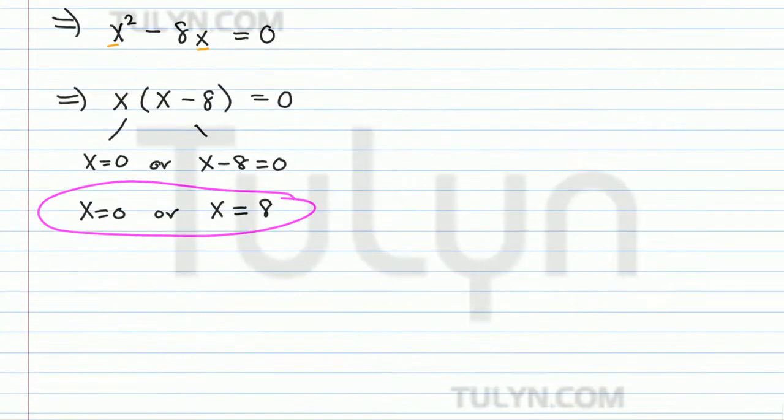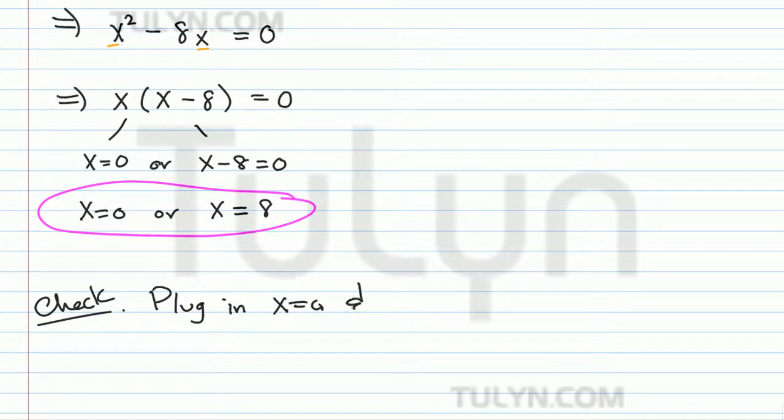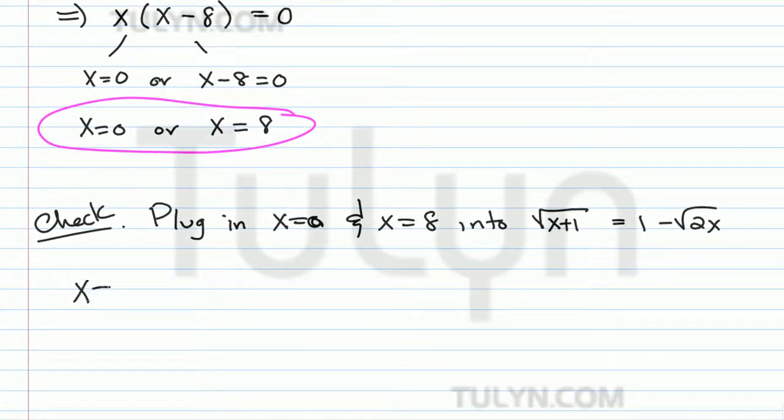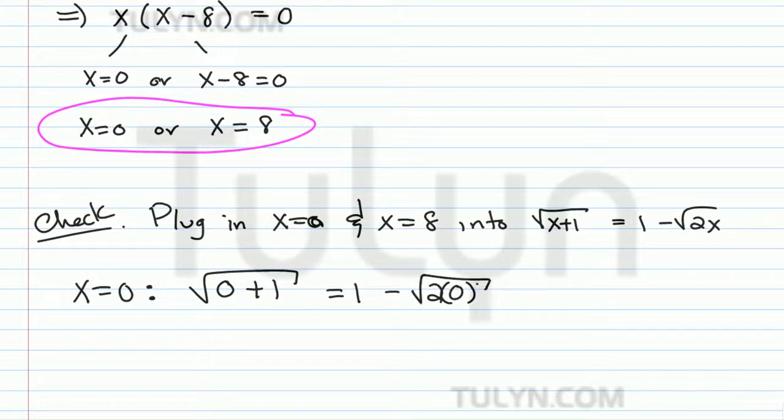So what we need to do is check these two into the original equation. So we check by plugging in x equals 0 and x equals 8 into the original equation, which was square root of x plus 1 is equal to 1 minus square root of 2x. So let's do that. Let's do x is equal to 0 first. So we want to check if square root of 0 plus 1 is equal to 1 minus square root of 2 times 0. And the way we signify this from a notational standpoint is that we put a question mark on top of the equal sign to show that we're just checking.